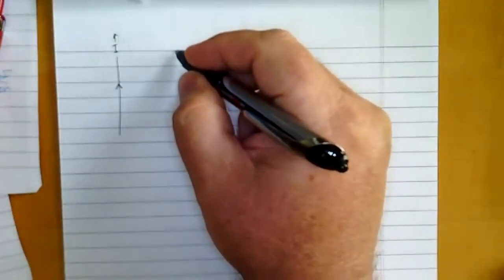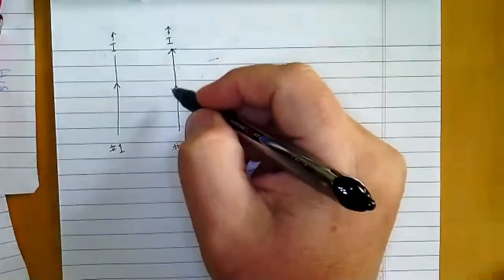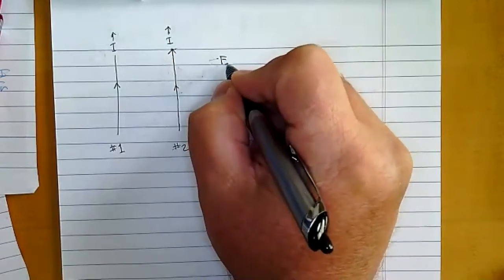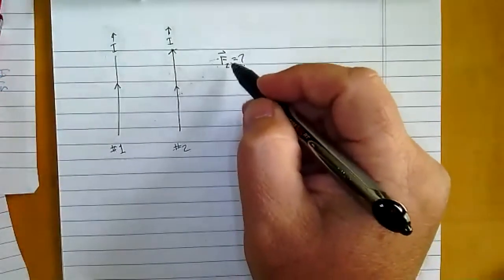So let's imagine a wire carrying a current upward, I, and then some distance away from that, another wire carrying a current I. I'll call this one number 1, and I'll call this one number 2. All right, so if you want to figure out what force is on 2 due to 1, I will say the force on number 2 due to number 1 is equal to question mark. So that's the way we label it, the force on a thing due to a thing.